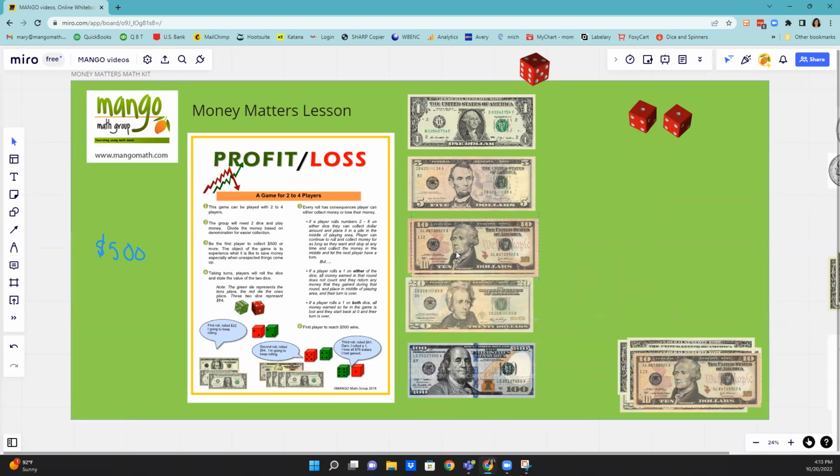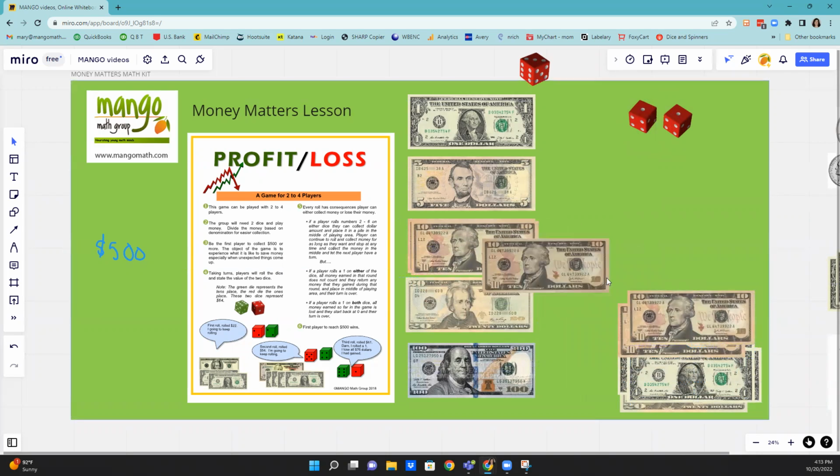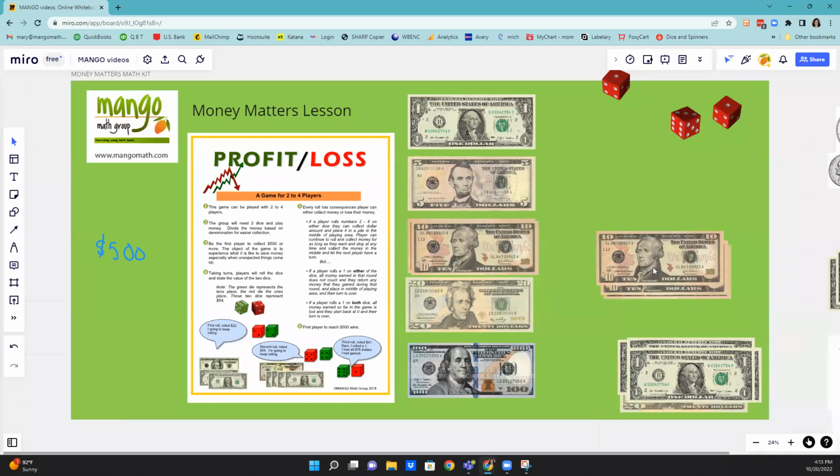So if they had rolled just the 1, let me go back here a second. If they had just rolled 1 dice and the 3 and the 1, and they rolled the 1, they would only lose what they lost that round. But if they roll 2 of the same, they're going to lose everything that they have collected to date. So that's the trick on it. If you roll 2 ones, you lose everything that you have. If you roll 1 one, you only lose what you have gained in that round.